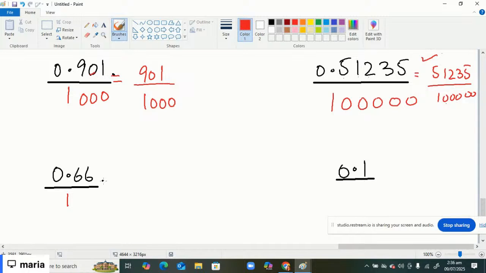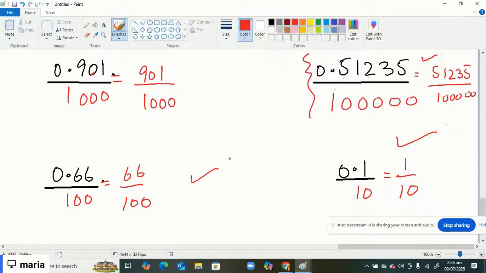Very good. Someone told me about that. 66 over 100. Very well done. And what is for that? That is 1 by 10. Okay? This should be 1 by 10. And that is the right answer.